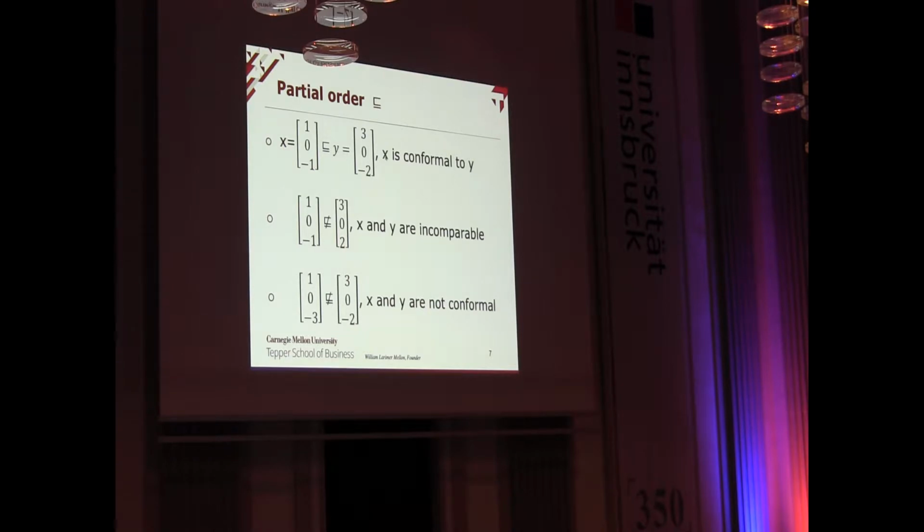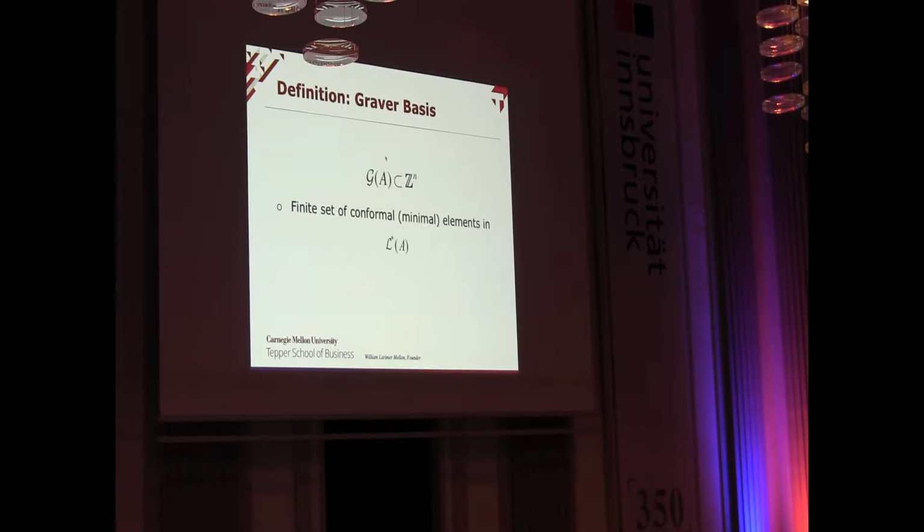So this is an example: 1, 0, minus 1 and 3, 0, minus 2. Both of them are in the same orthant because both of them have the same sign. So x is conformal to y, and the absolute values of the elements of x are less than the absolute values of the elements of y. In the second case, they're not in the same orthant. They don't have the same sign, so they're not comparable. In the third case, they are in the same orthant, but the absolute values of the elements of one are not lesser, so they are not conformal to each other. So we generally have three cases that come up with two conclusions: either they are conformal or not conformal.